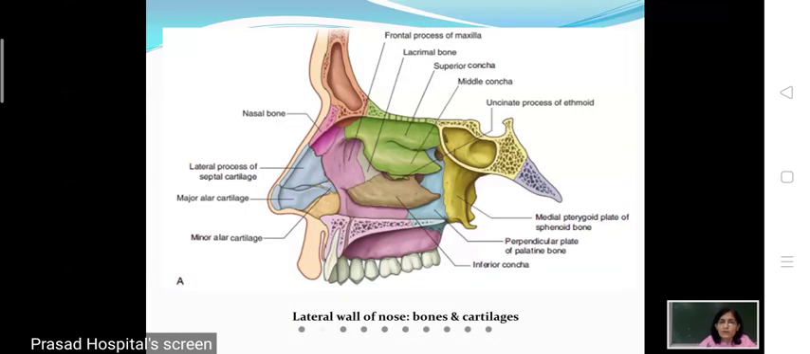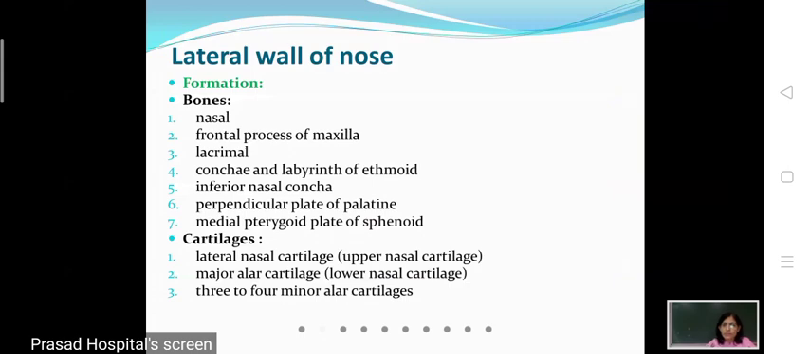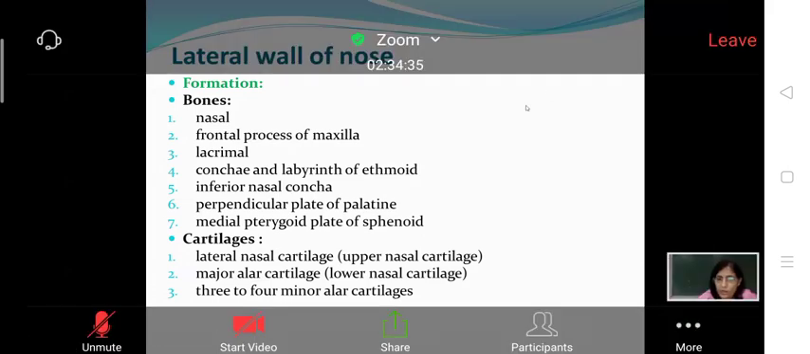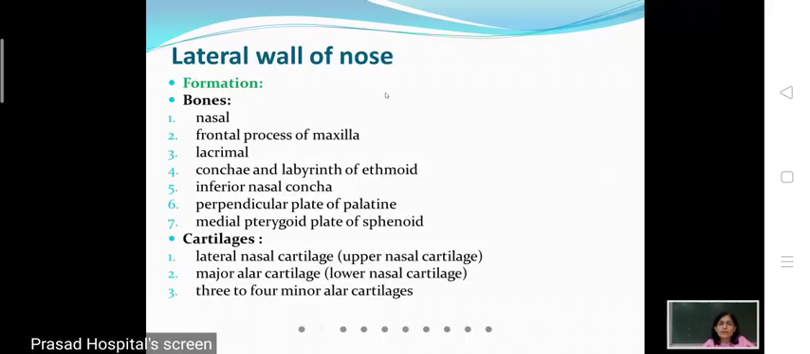Before going to the depth of this, I just want to show you a schematic picture of ethmoid. Ethmoid is an unpaired bone. Here, what are the paired bones and what are the unpaired bones? Inferior nasal, ethmoid, and this sphenoid and frontal. These are the unpaired bones. Rest are the paired bones.